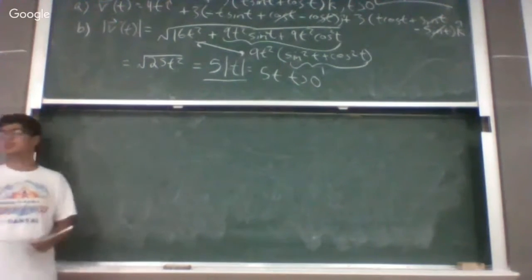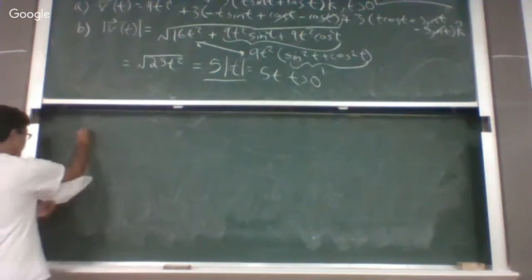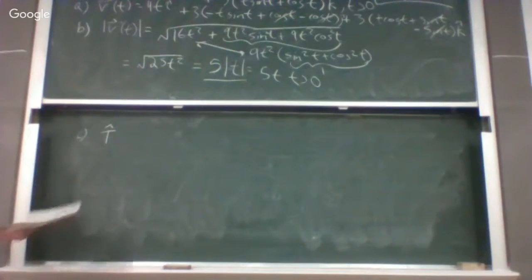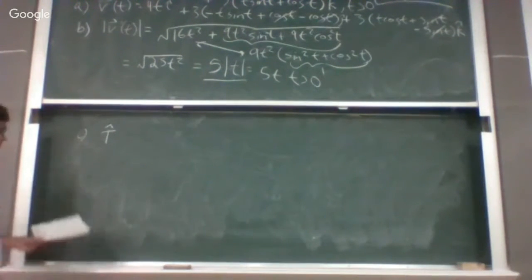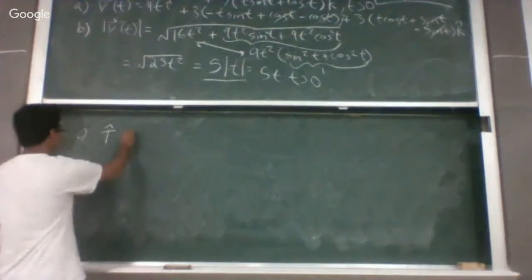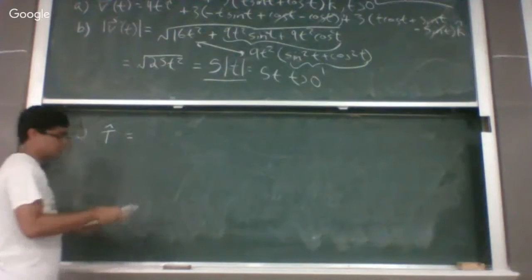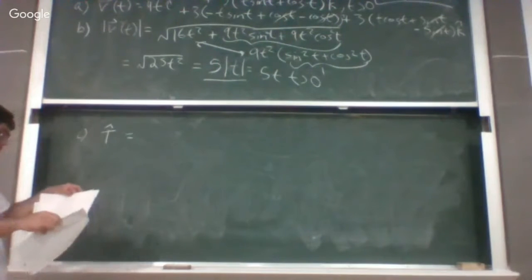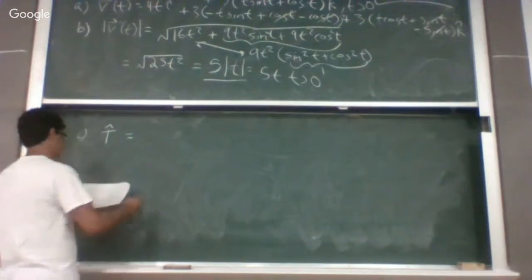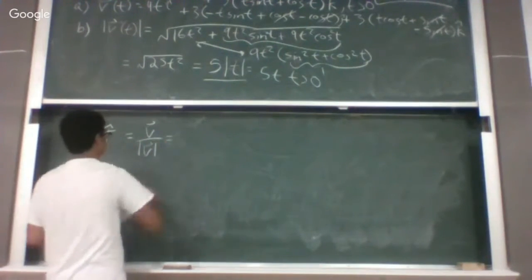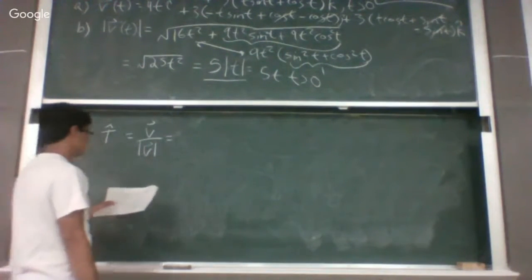Any questions on that? No? Then part C is finding the unit tangent vector, the T vector. Do you guys remember what it is equal to? Yep. So you guys need to memorize all of that. The v vector divided by the magnitude of the v vector. So it's the unit tangential vector.